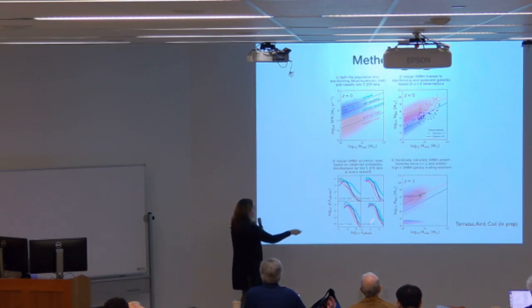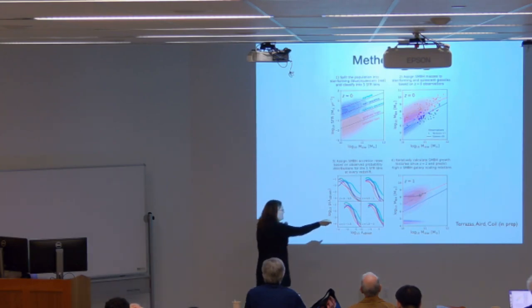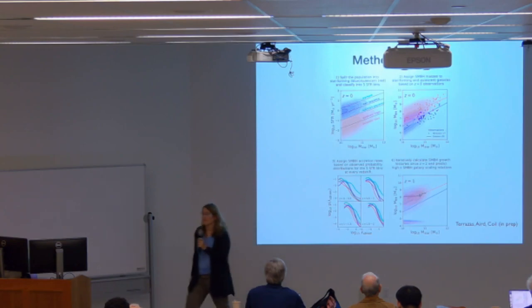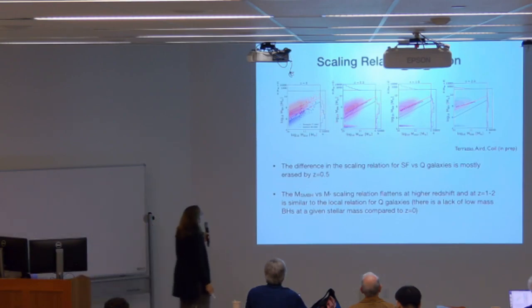Then we take these observed X-ray luminosity distribution functions for galaxies of these different star formation types, stellar masses, and redshifts out to redshift 2, and then we can predict how individual galaxies move in this space with cosmic time from redshift 2 to redshift 0. Okay, so first result: how does the scaling relation evolve from redshift 0 to 2?